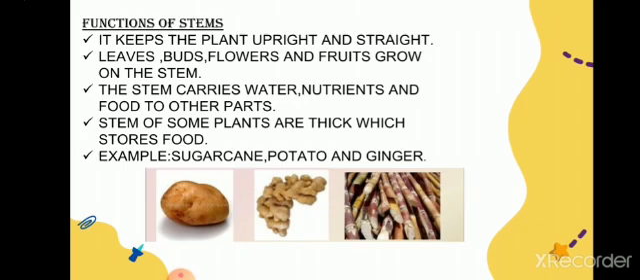Some plants store their food in the stem. That is why we eat some stem parts of the plant. Can you guess what they are? Sugar cane, potato and ginger. All these are stem parts of the plant where the food prepared by the plant is stored. That is why we eat the stem part of the plant.